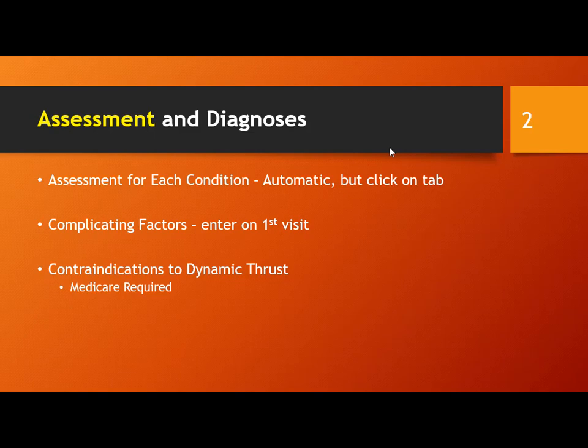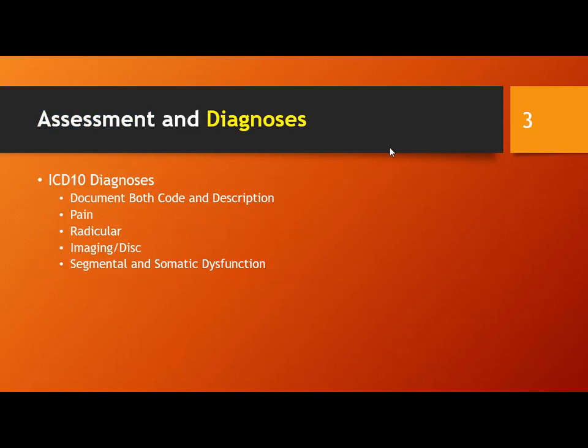For complicating factors, you want to be able to document complicating factors also specific to each condition. And for that, you only need to enter that on your first visit. After the first visit, they don't really change, so it'll just keep coming up on each visit after that. If anything does change, you can always add to that. Contraindications to dynamic thrust adjusting is something else that's required by Medicare, and it's really not a bad idea maybe to document that for everybody else, but at least document it for your Medicare patients. And I'll show you how we do that.